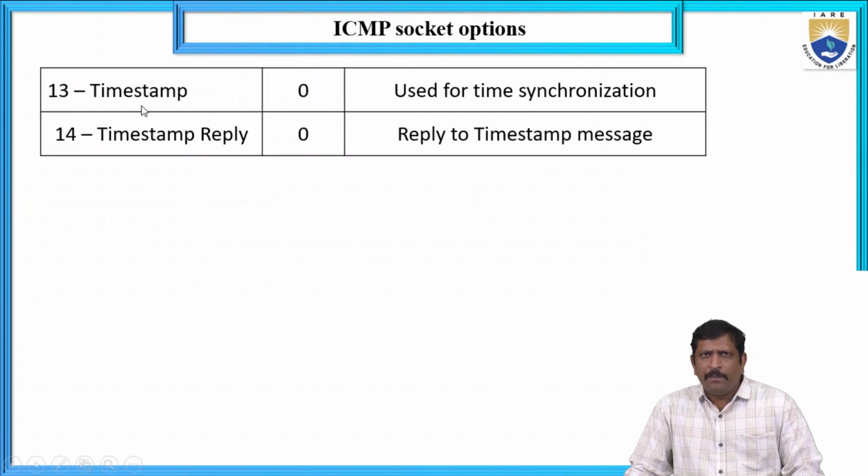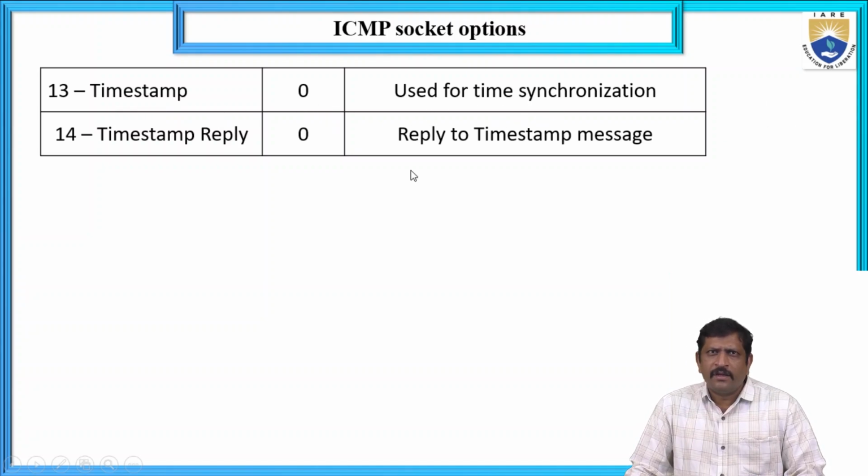And type 13 is the timestamp, where the code is 0, used for time synchronization. Type 14 is the timestamp reply, where the code is 0. Reply to timestamp messages.